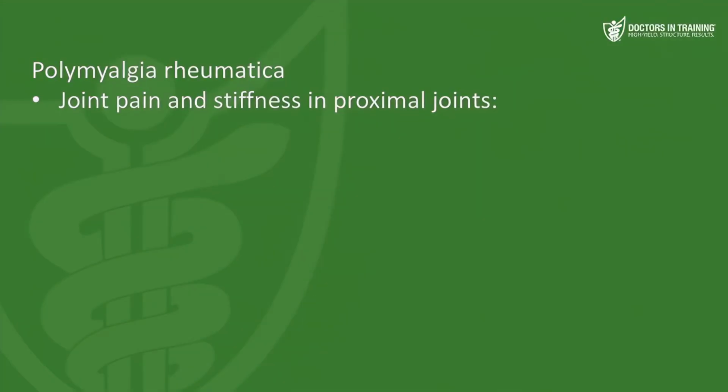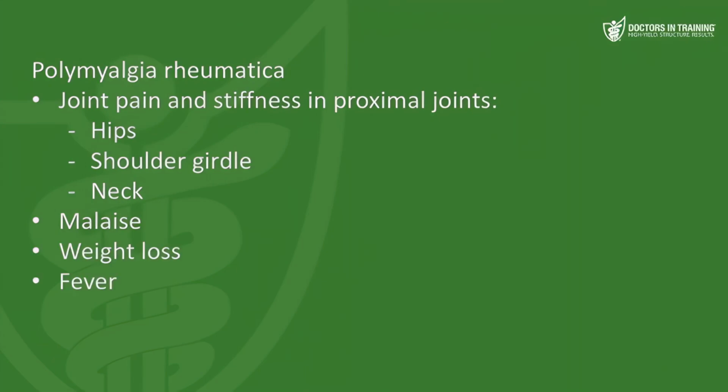Next, we're going to talk about polymyalgia rheumatica. And since it's called polymyalgia, you would think this is a muscle disease, but it's really not. It's a type of joint pain. There's joint pain and stiffness in the proximal joints, the hips, the shoulder girdle, and maybe the neck. And then polymyalgia rheumatica is a systemic disease, so it's often associated with malaise, weight loss, and fever. But in polymyalgia rheumatica, there is no muscle weakness. So that can help you distinguish polymyalgia rheumatica from polymyositis.